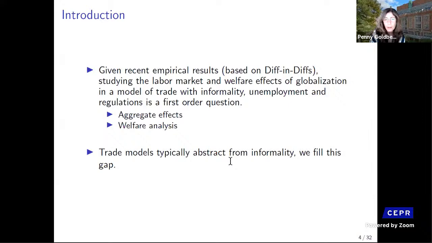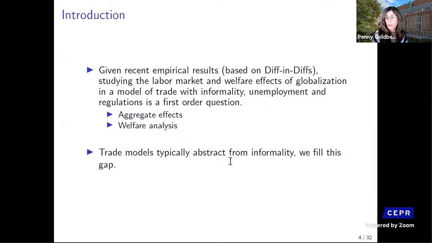So they study the labor market in these countries, Vietnam or Brazil, based on regional variation or on sectoral variation. However, by their nature, they don't allow any statements about aggregate effects, about how the economy was affected as a whole. And also they don't allow any statements about welfare effects of this policy. So given this, our initial motivation for this paper was to provide a framework that can be used to analyze the effects of trade liberalizations in the presence of informality.